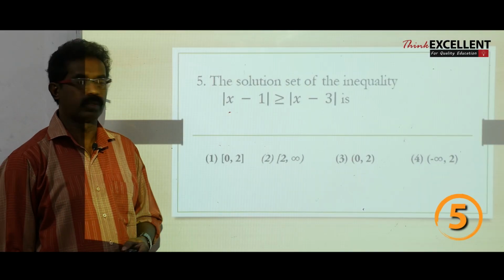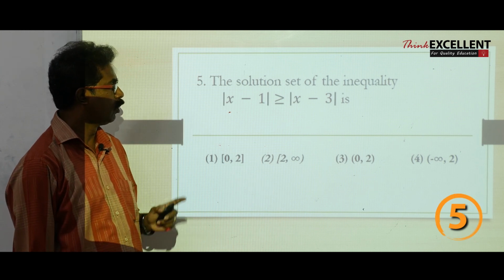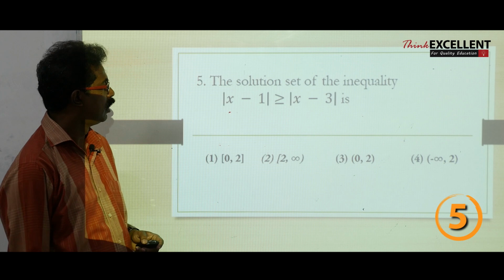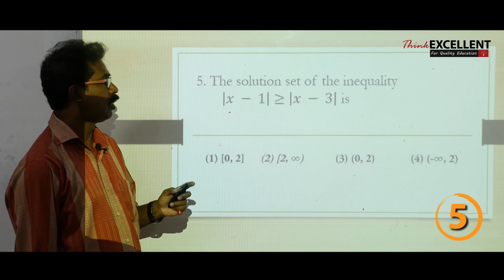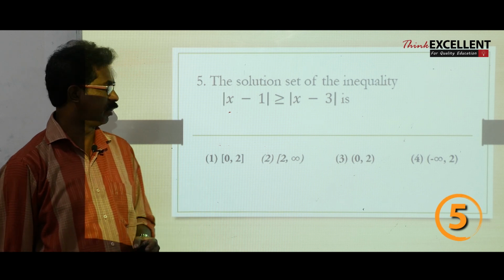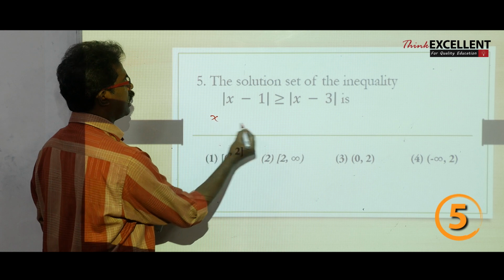Now, we see the fifth question. The solution set of the inequality. One inequality is given: modulus x minus 1 is greater than or equal to modulus x minus 3. So, here you can say two things. You know, x is there in two places.